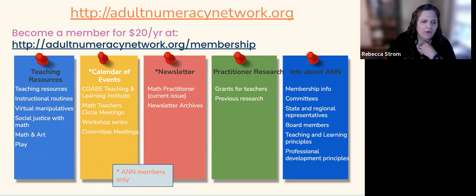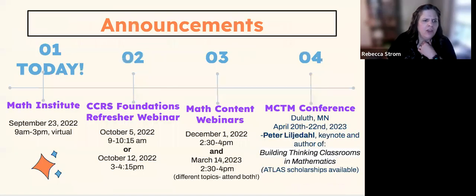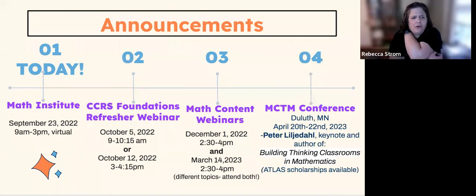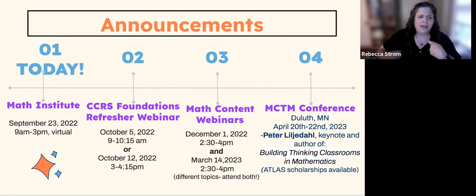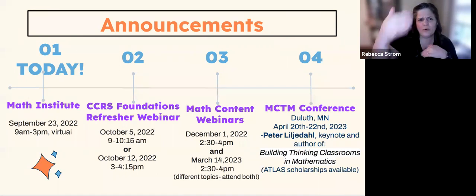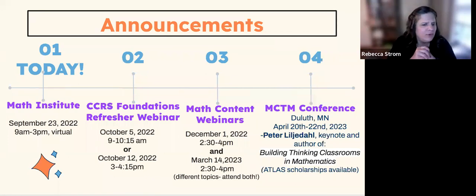And then looking forward about announcements, we have some math support, and today is Math Institute, and you experienced it and it's awesome. If you have follow-up questions, we're trying to get things together at regional. So maybe if you have questions like Amber asked earlier, what supports you think you would need moving forward, reach out to us. As we look forward to more professional development for numeracy, we want to hear what people need. Then we've got some CCRS webinars coming up in October, as Astrid, I believe, announced, the math content webinars, and then MCTM is in Duluth this year again in April.